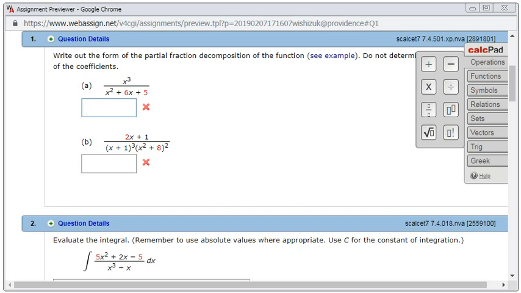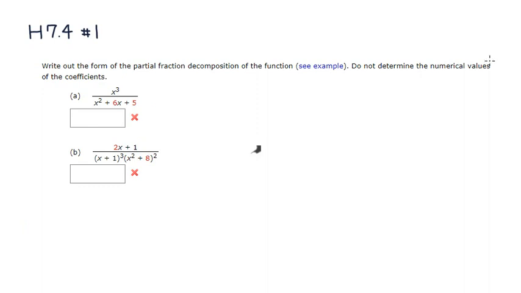All right, let's look at homework 7.4, problem number 1. We want to find the partial fraction decomposition forms for part A and part B. So let's do that. First thing I need to notice is that we have a higher power on top than the bottom, so we're going to have to do a long division.